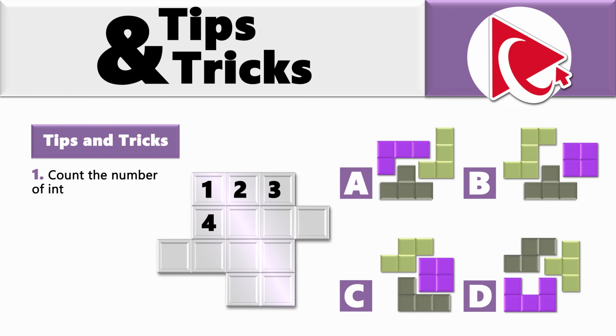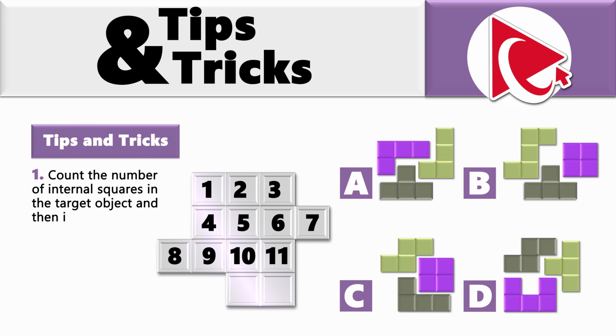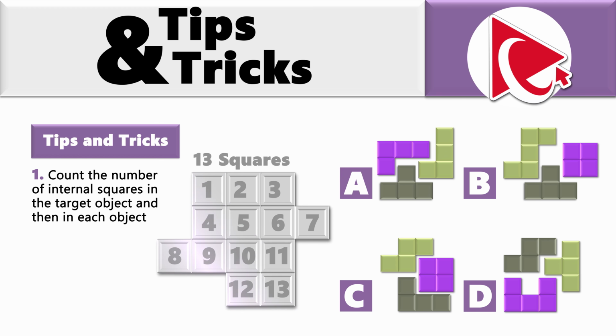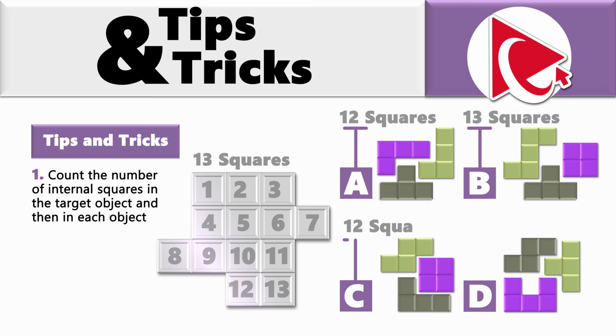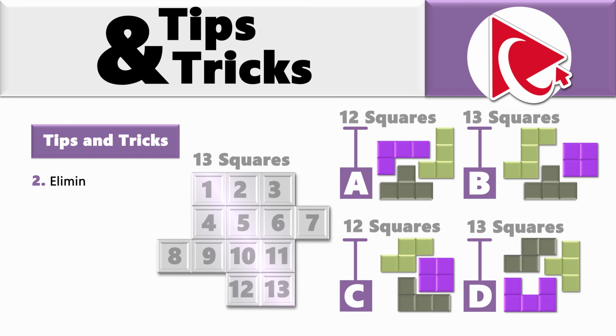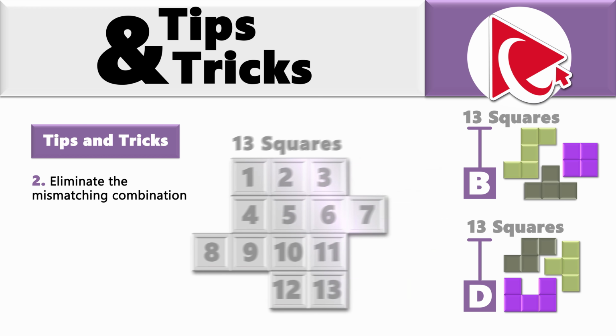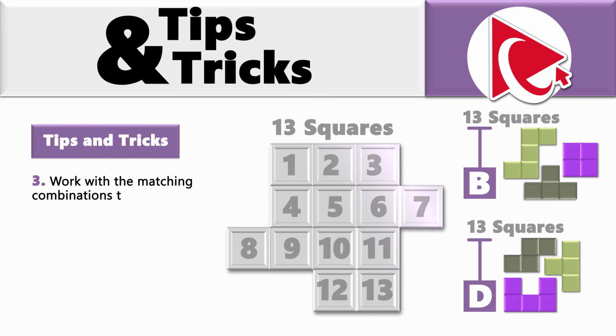Take a close look to see how the target shape is broken down into squares. There are 13 squares inside. Now let's count the squares in each one of the choices. Choice A has 12 squares, choice B has 13 squares, choice C has 12 squares, and choice D has 13. Using this simple trick, you can quickly eliminate choices A and C and work with the remaining choices to find the correct answer.